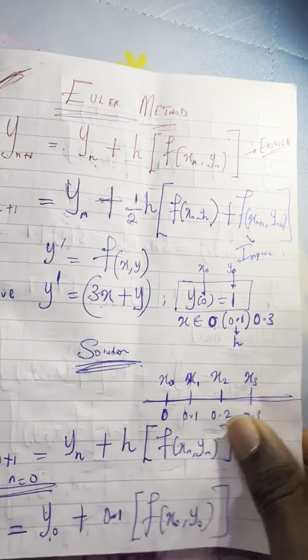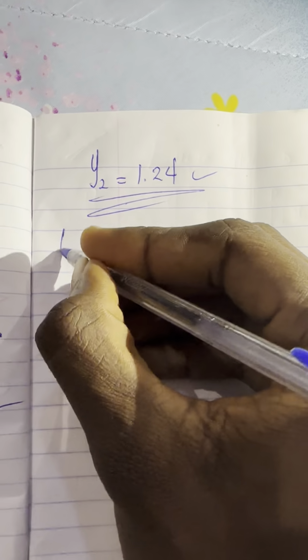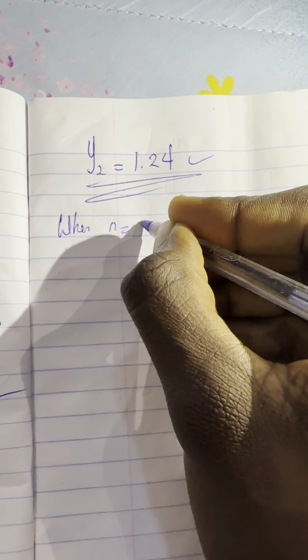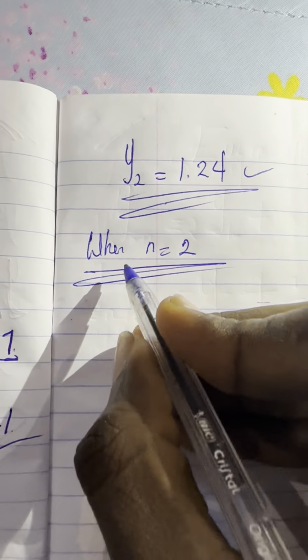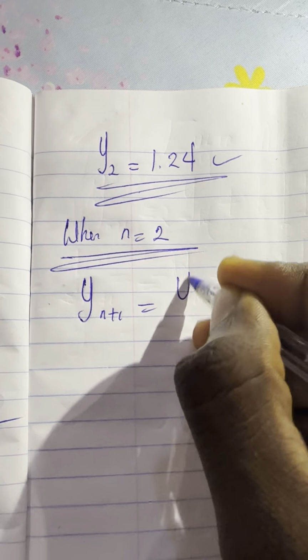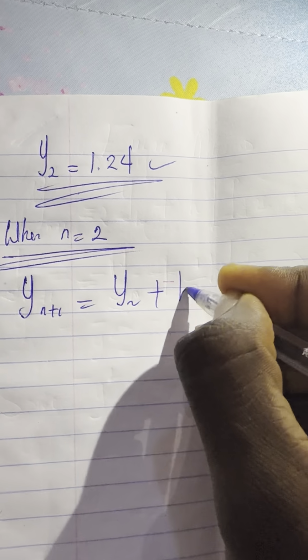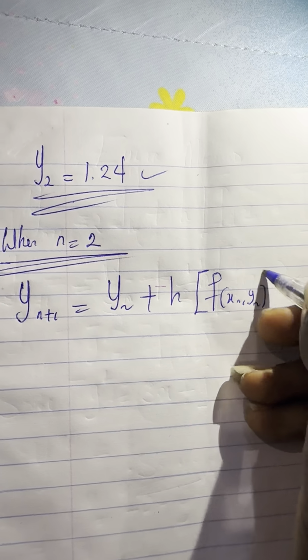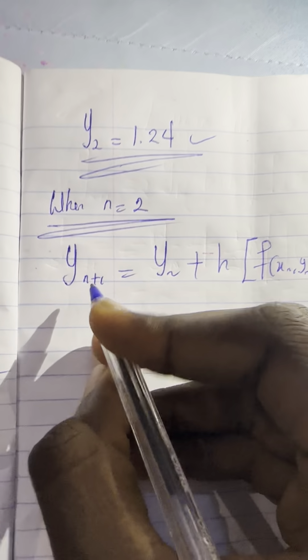So you have to do it for when n is equal to 2 also. Previously it was n equals 1, now n equals 2. By the formula for explicit, f of x n comma y n. I will not do the last one; this is just where I will stop.